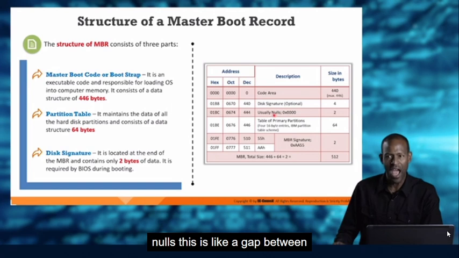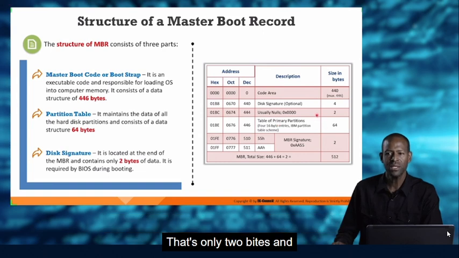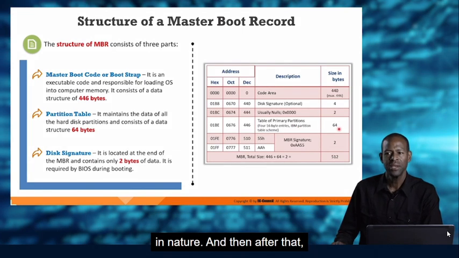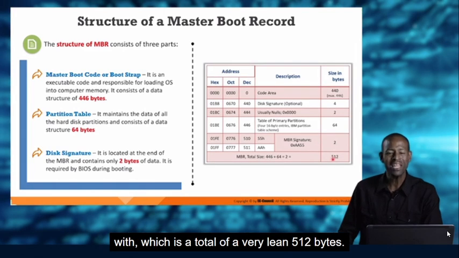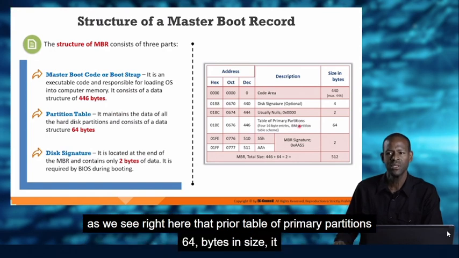The nulls, this is like a gap between the signature and the table of primary partitions, that's only 2 bytes. And then here at 446, decimal, or 01BE in hex, we have the table of primary partitions. It was 4 16-byte entries for an IBM partition table scheme, which you'll find in PCs, and that's 64 bytes in nature. And then after that, you start with your MBR signature, and which is a total of a very lean 512 bytes.